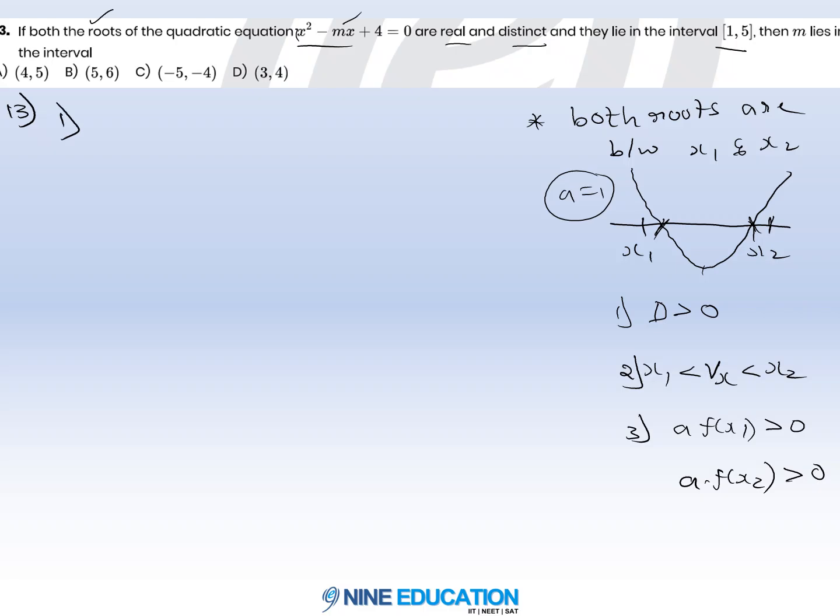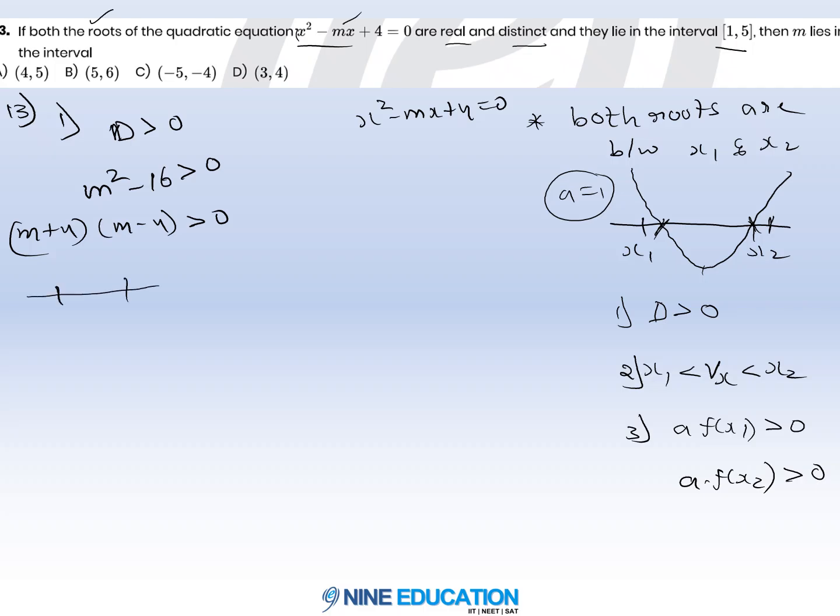So first, the discriminant should be greater than 0. The given quadratic equation is x square minus mx plus 4 equals 0. So for this, the discriminant b square minus 4ac, which is m square minus 16, is greater than 0. So we can write m plus 4 into m minus 4 greater than 0. Let's plot on the number line. Critical points are minus 4 and plus 4. So the favorable region is the positive region.